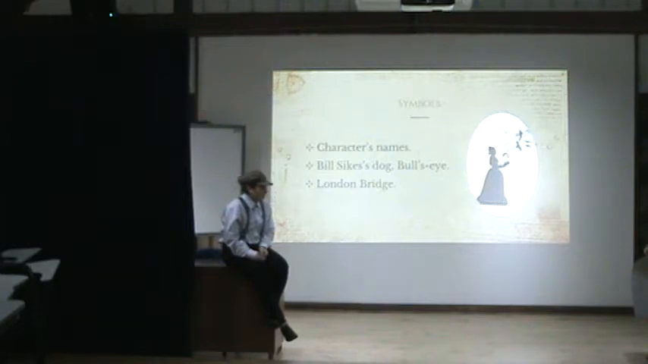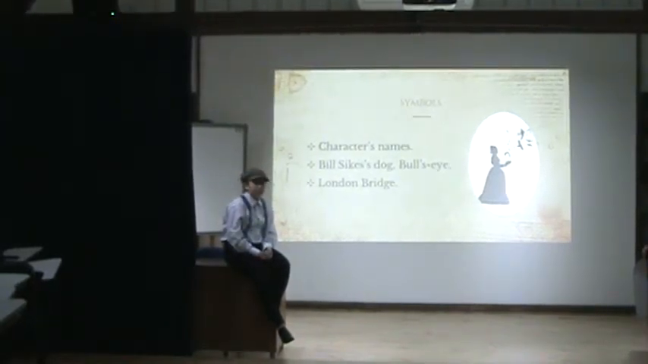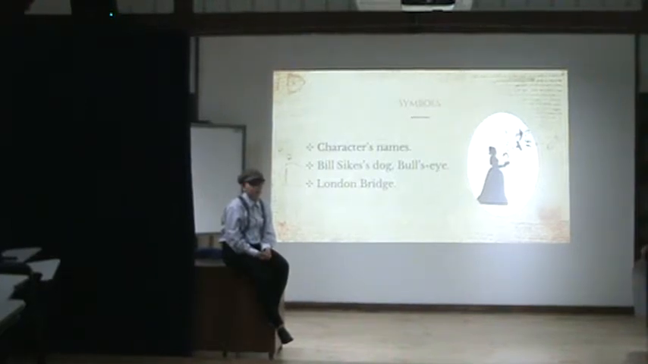So yes, next we have Bullseye. Bullseye is Bill Sykes' dog. As Leon and Jose mentioned, Bill Sykes killed Nancy because of her betrayal. But Bullseye was at the crime scene. As you know, it was all covered in blood.